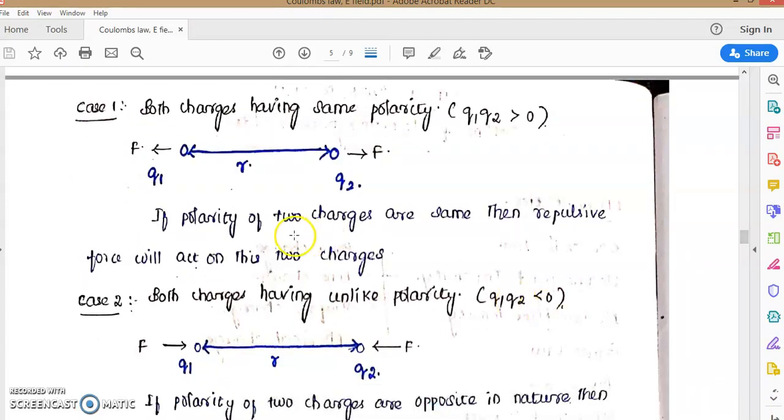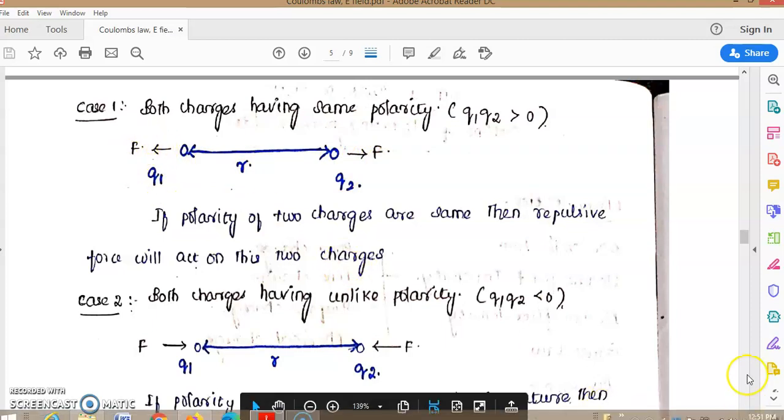Case 1. Suppose both the charges have the same polarity, either positive or negative, so that the product is greater than 0. If the polarity of the two charges is the same, then a repulsive force will act on the two charges, isn't it? We already know that like poles repel each other and unlike poles attract each other. Here both the charges are of the same nature, so they get repulsive forces. So here I have pointed the arrow mark in the outward direction. See here, the Q2 force is directed outwards. Similarly, the Q1 force is also directed outwards.